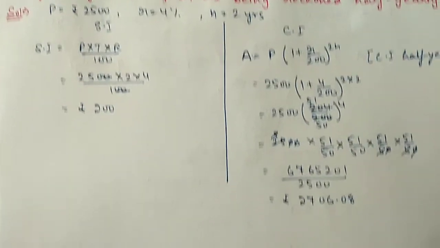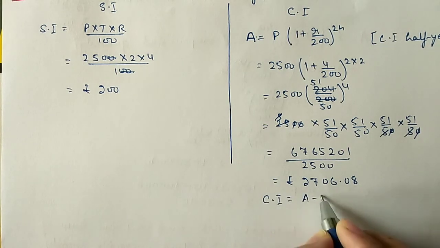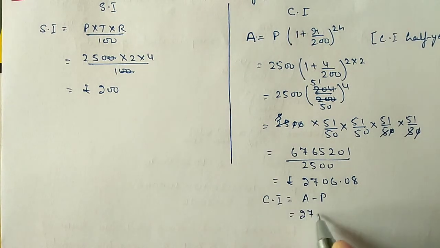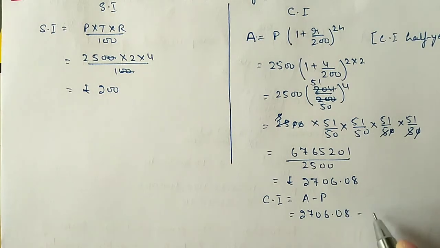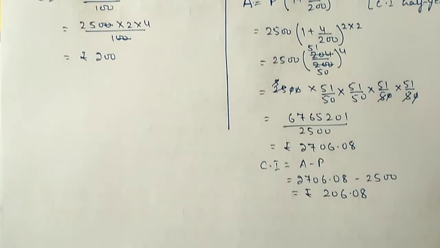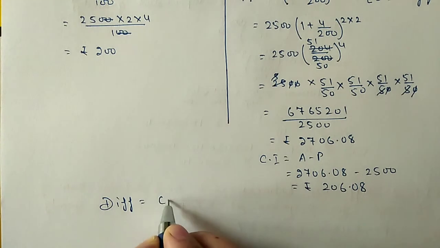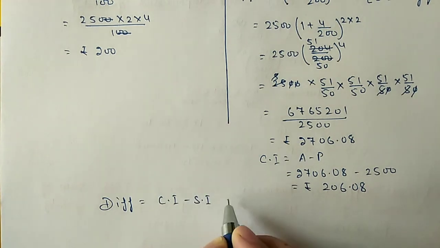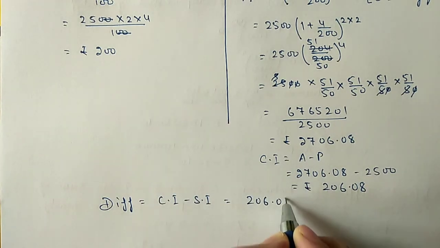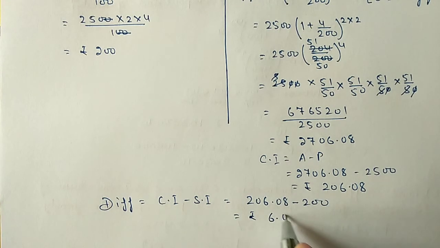After getting the amount, now we will calculate compound interest. Compound interest is equal to A minus P, 2706 rupees 8 paise minus 2500 rupees. Here we will get 206 rupees 8 paise. We have to find out the difference between simple interest and compound interest. So the difference is equal to compound interest minus simple interest, which is equal to 206 rupees 8 paise minus 200. This is equal to 6 rupees 8 paise.